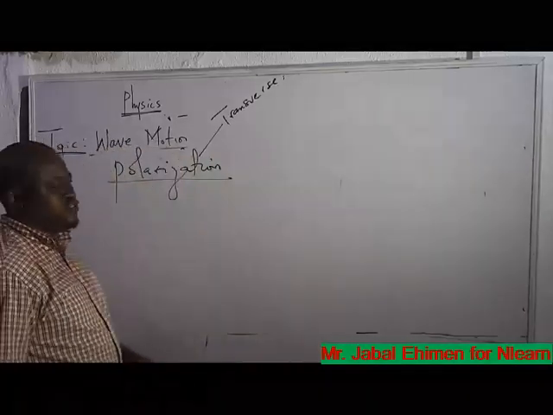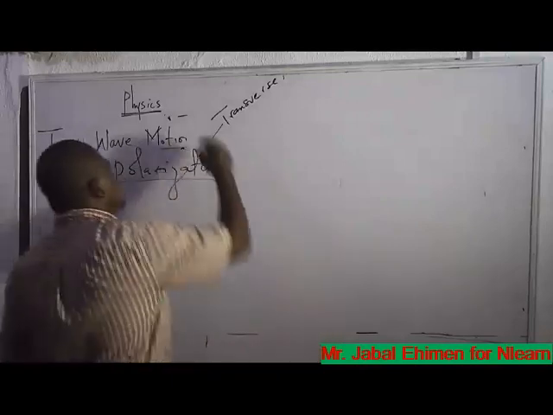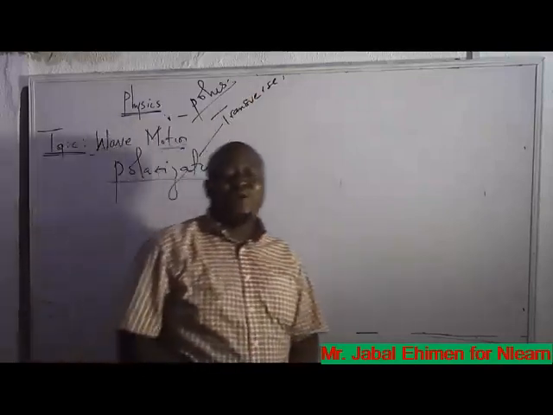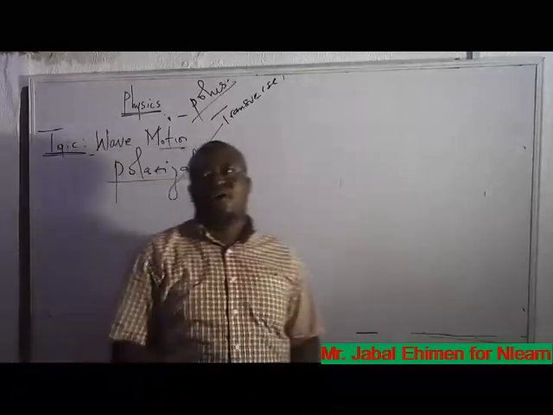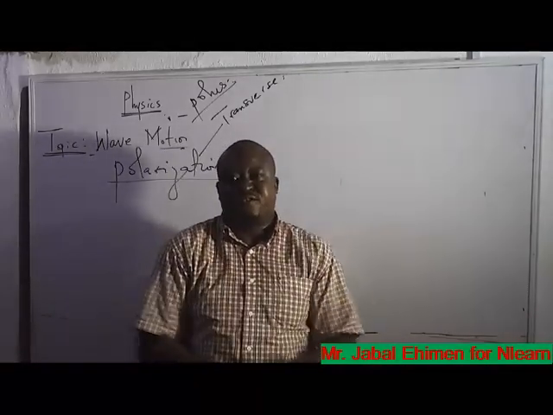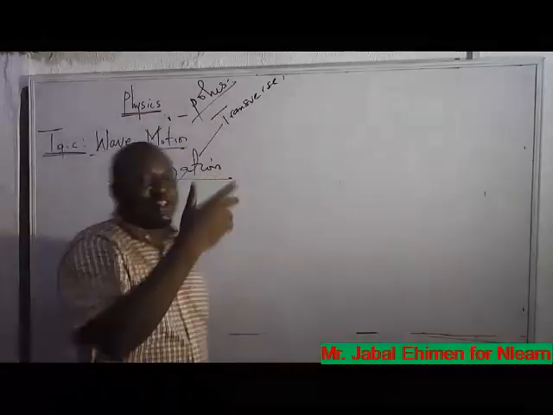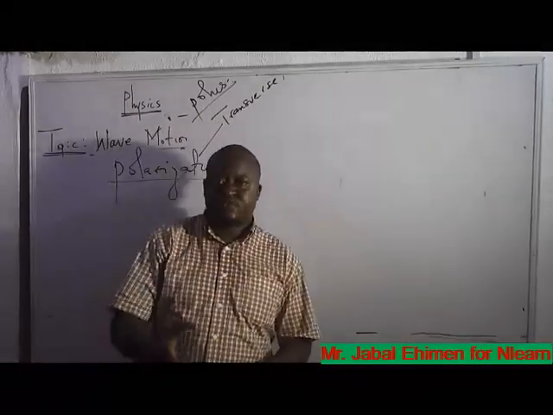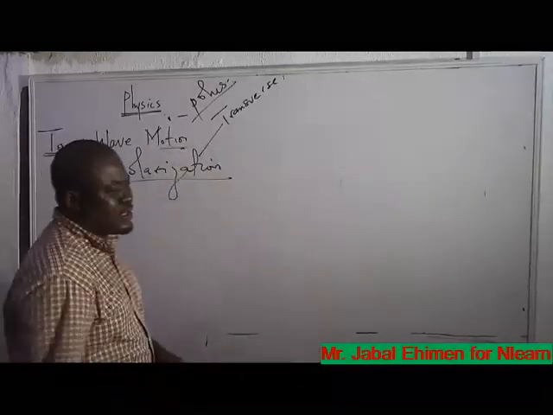The word polarization is obtained from a Latin word called polus. And the Latin word polus actually means direction or coordinate axis. That's what it means. Most technical terms in the sciences are extracted from Latin. Good. Now, polarization is simple.